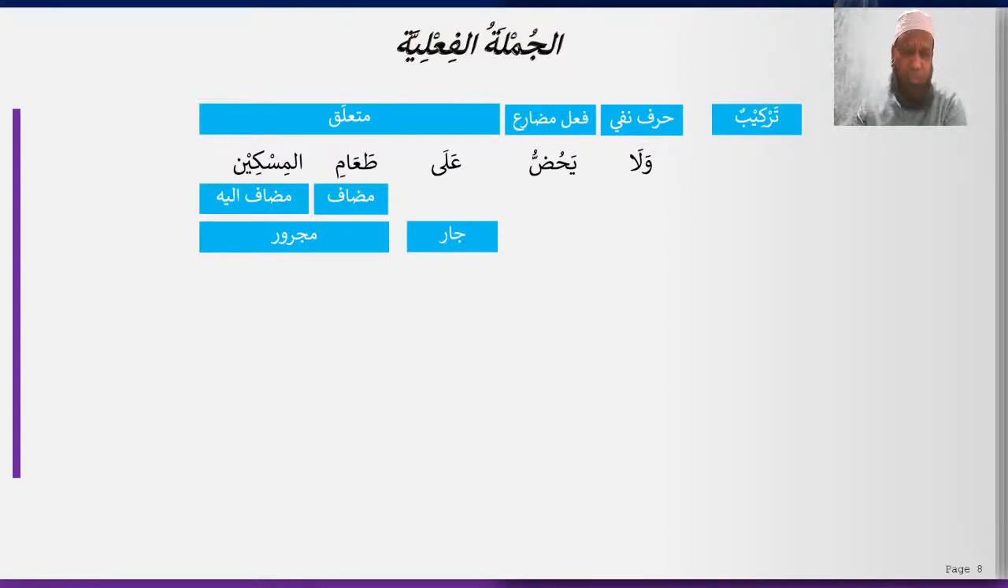طعام مضاف على المسكين مضاف إليه. These two become مجرور and على حرف جر. The فعل حض يحض, to urge, to encourage. ولا يحض, does not encourage. What is the fa'il? يحض. I should put فعل مضارع plus the fa'il. He does not. He does not encourage.